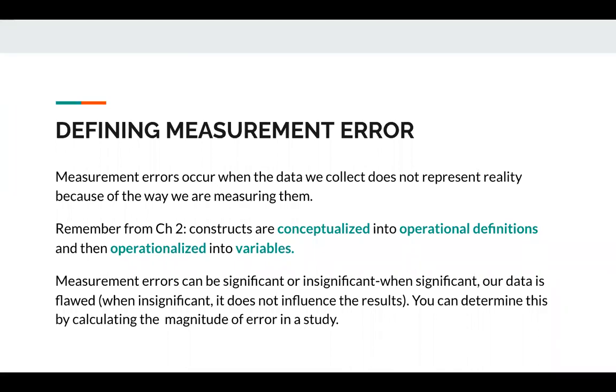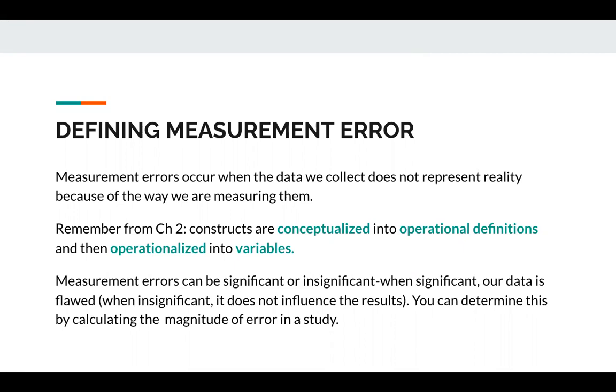Measurement errors are errors that occur when the data we collect does not represent reality because of the way we are measuring them. So just a quick reminder, because this relates to material from chapter 2, some material that I know that some of you struggled with. If you recall, you have a research question, and your research question has contained within it different constructs, and so ideas or phenomena that need to be conceptualized into operational definitions.